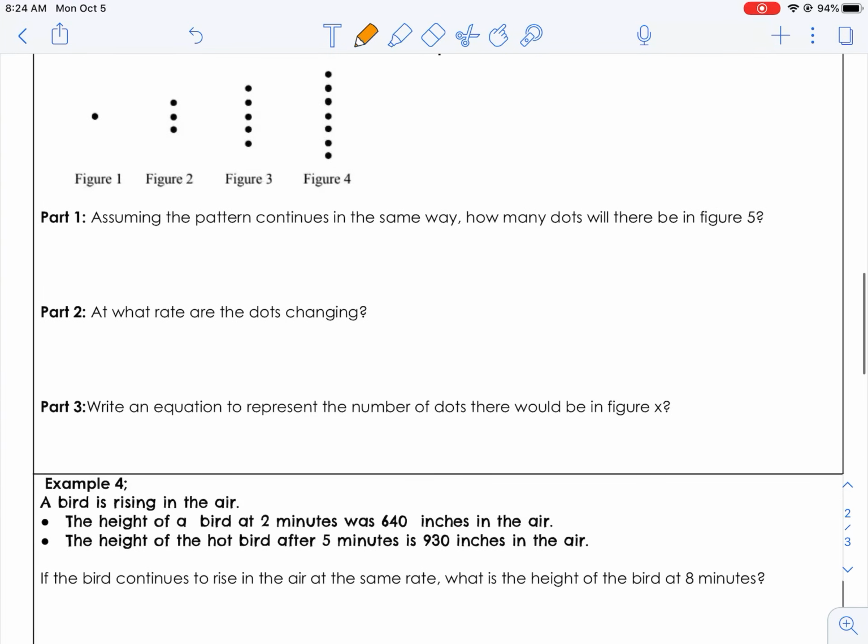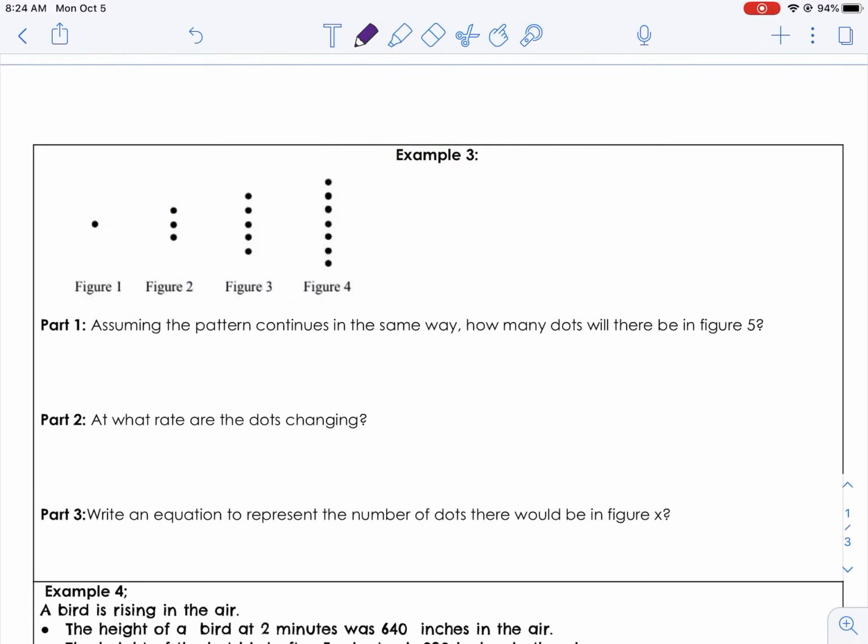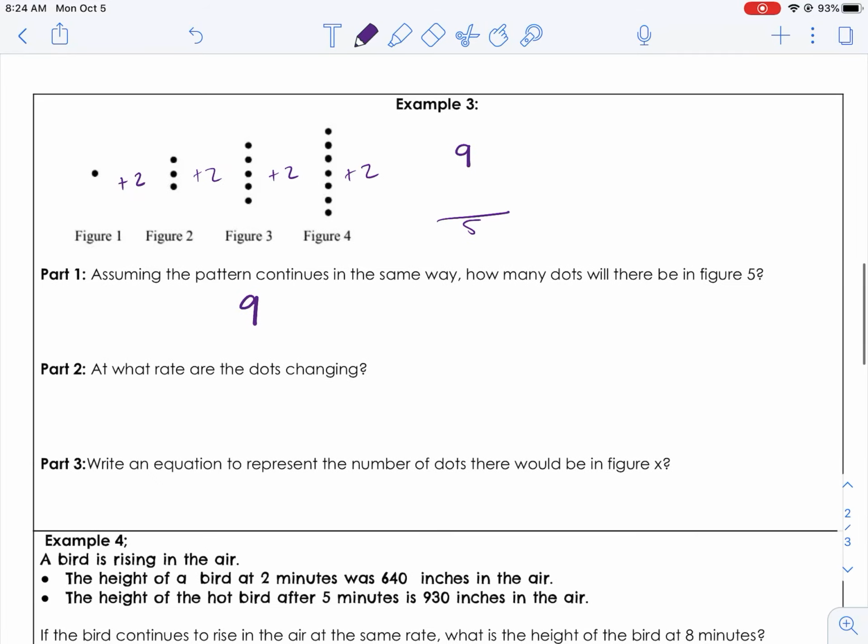Our third example is a little bit different. So we've got some dots. So in figure 1, we've got 1 dot. Figure 2, we've got 3 dots. Figure 3, we've got 5 dots. So assuming the pattern continues, how many dots will there be in figure 5? Well, we're just adding 2 every time. So if I add 2 to figure 4, we had 1, 2, 3, 4, 5, 6, 7. So we should have 9 dots in figure 5 if we continue that pattern.